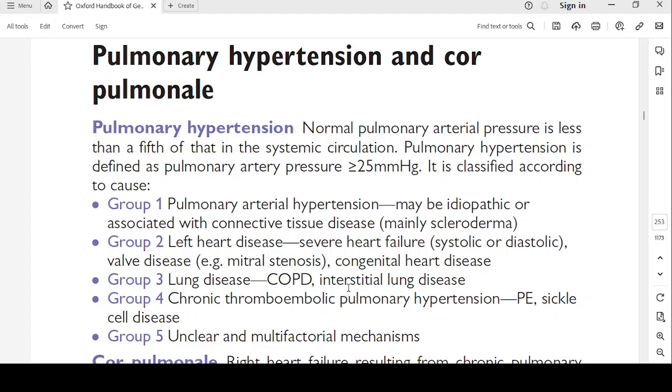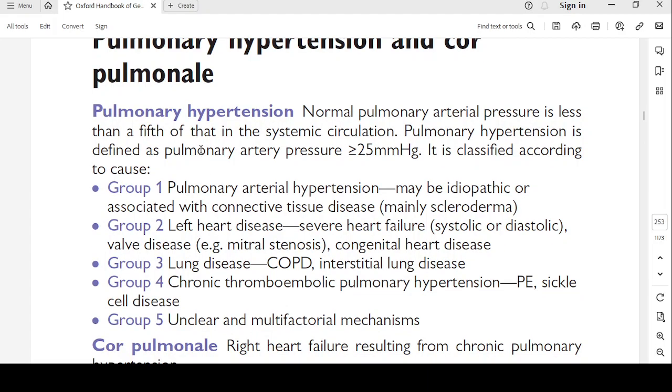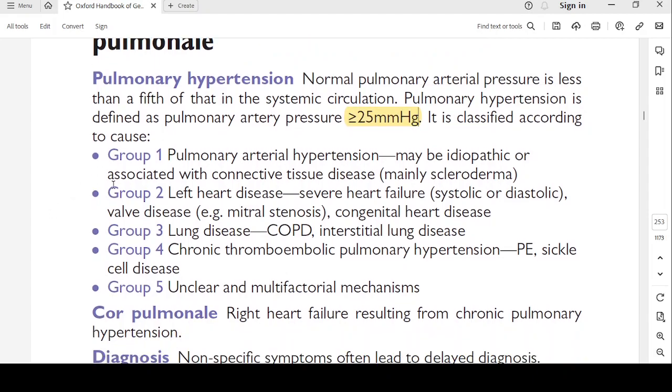Pulmonary hypertension. Normal pulmonary arterial pressure is less than 1/5 of that in systemic circulation. Pulmonary hypertension is defined as pulmonary artery pressure more than 25 mmHg. It is classified according to cause. So, causes of pulmonary hypertension.